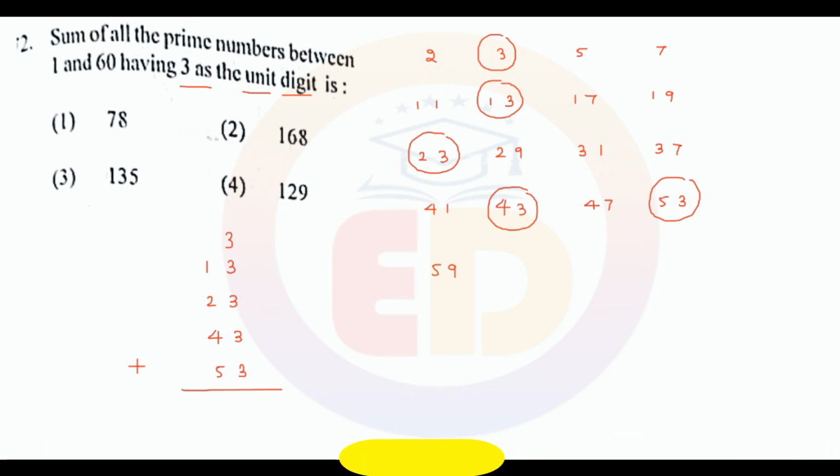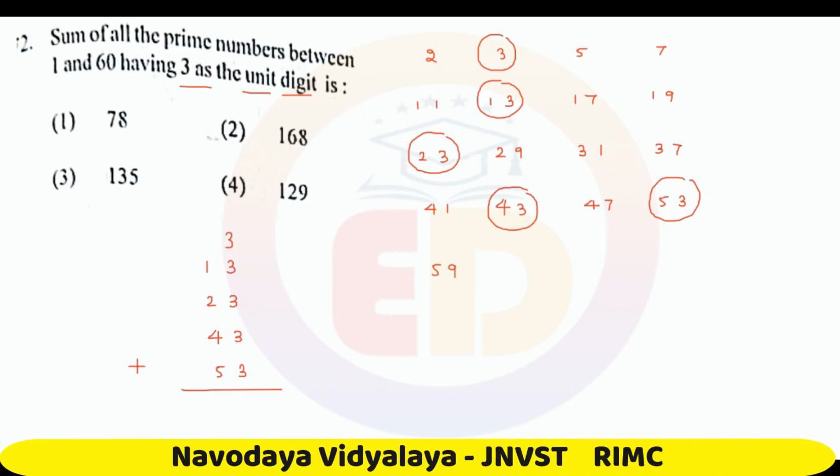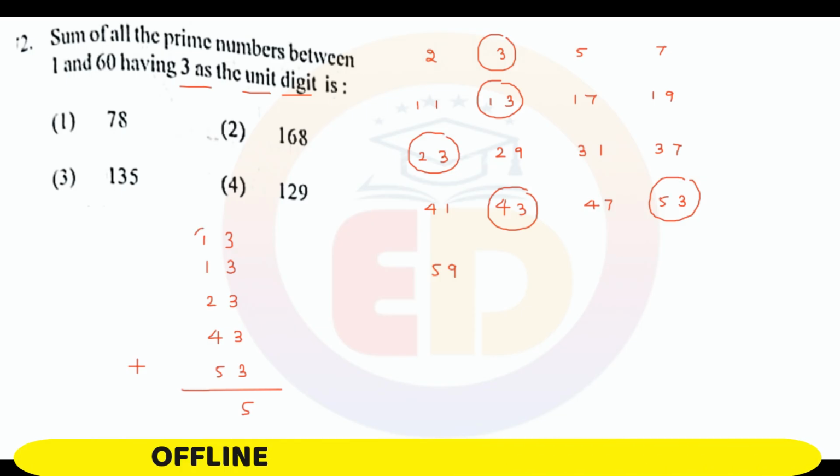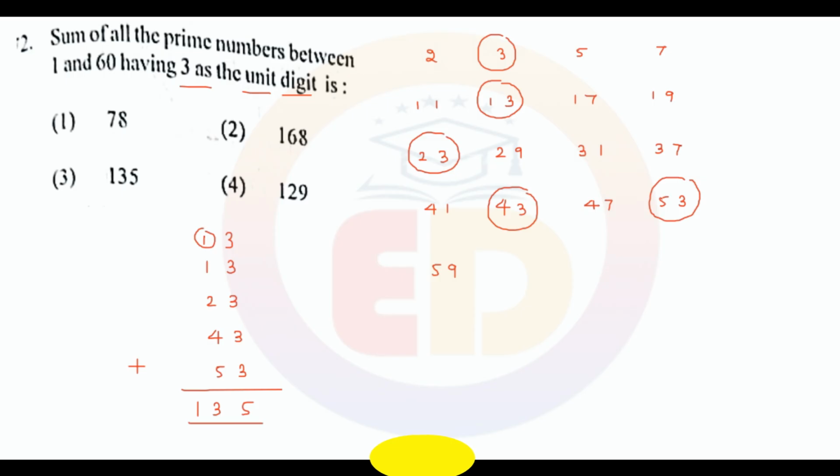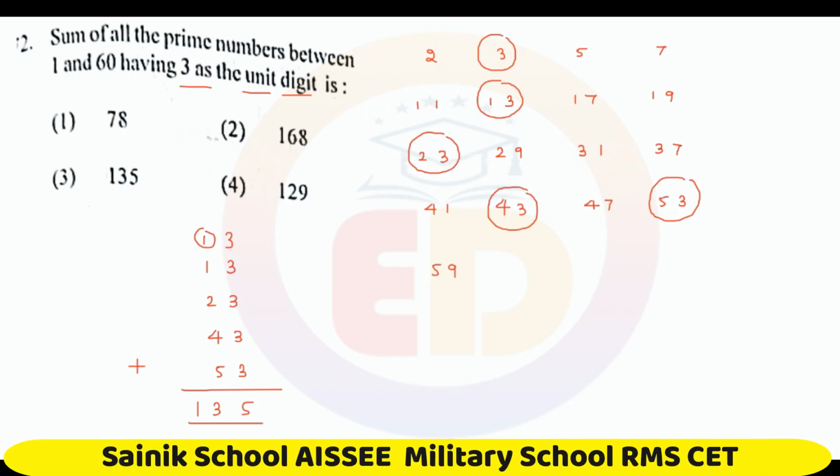Now remember, don't take 33. 33 is not a prime number. Adding all of them, this is 5. Carry 1. This is 13. Answer is 135. Option 3.